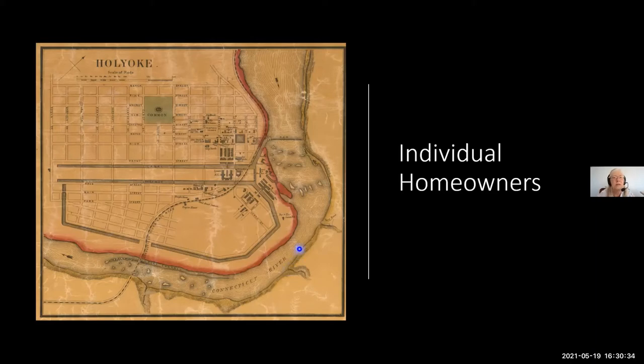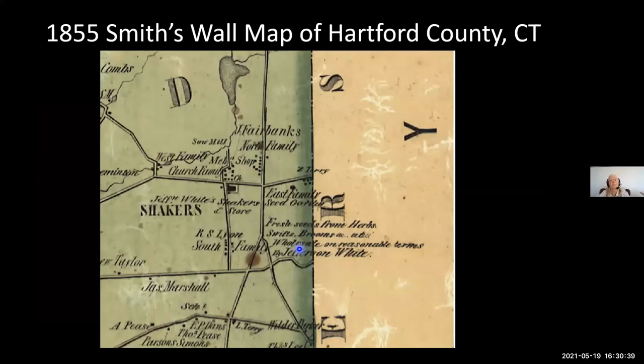So let me switch over to a different map of a similar time frame. This is more typical because this was an older town. We're in Connecticut. We're on a similar vintage map, 1855. And we have notations for things like sawmills. We know that Mr. Fairbanks lives here. We've got Mr. Marshall down here. But this guy snuck a little advertisement right in there. I don't know how much money he slipped the map maker. But we have a Shaker settlement down here, the Shaker store. And it tells us that fresh seeds from herbs, swifts, brooms, wholesale, at reasonable terms, are being sold by Jefferson White.